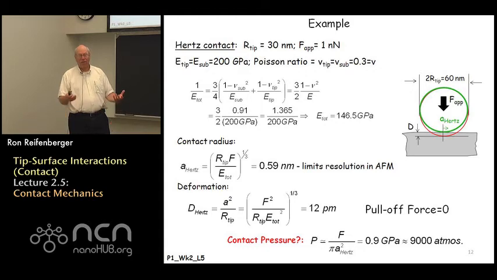The contact pressure is just the force applied divided by the area over which that force is applied. And in this particular case, you'll find that the contact pressure is approaching a gigapascal. That's on the order of 9,000 atmospheres of pressure. It's clearly a very large number.